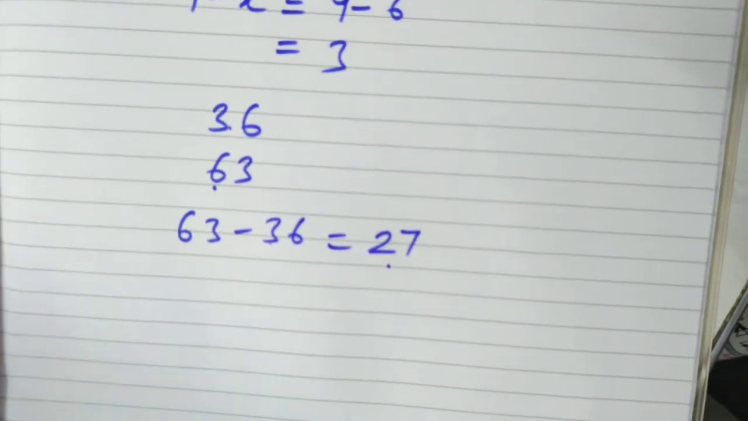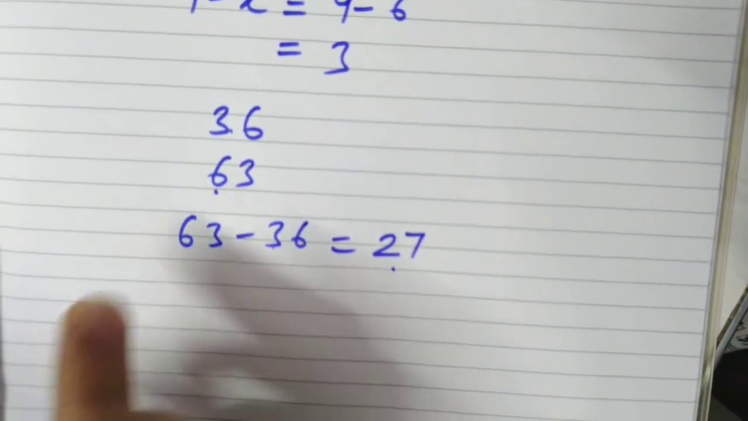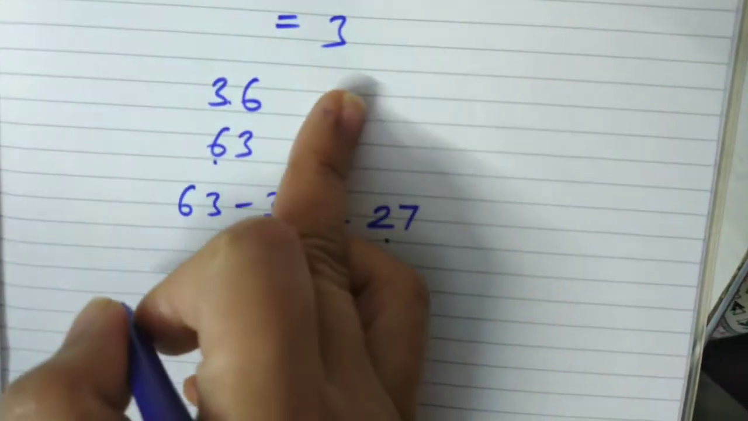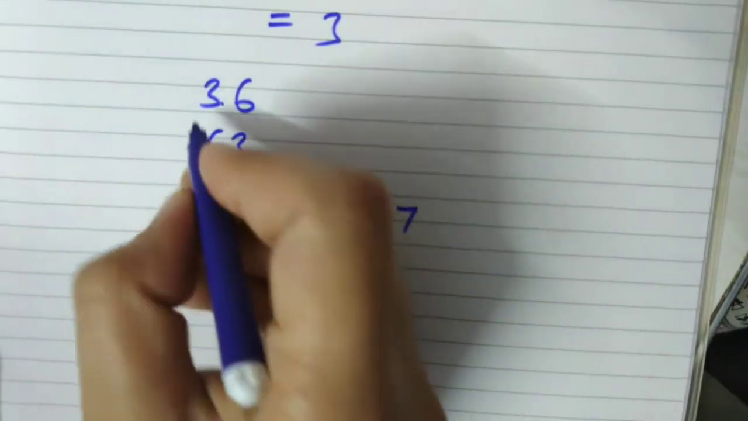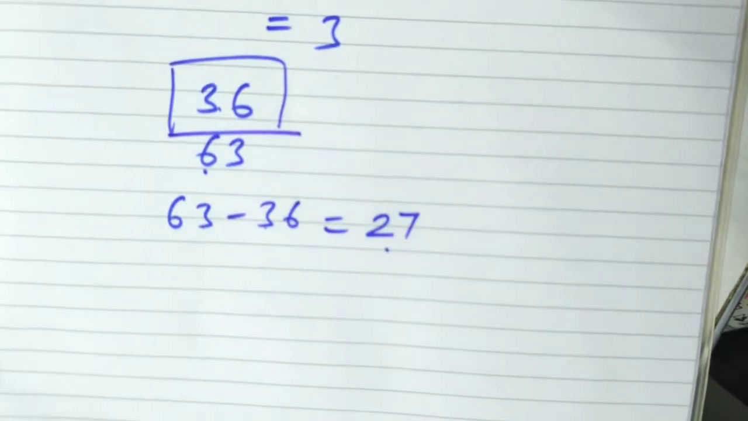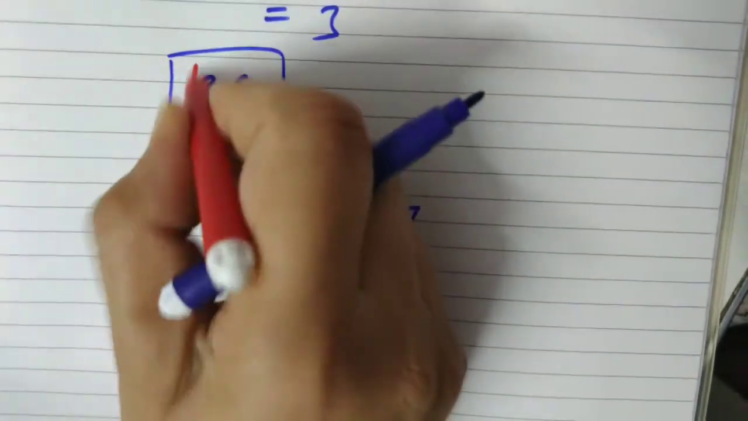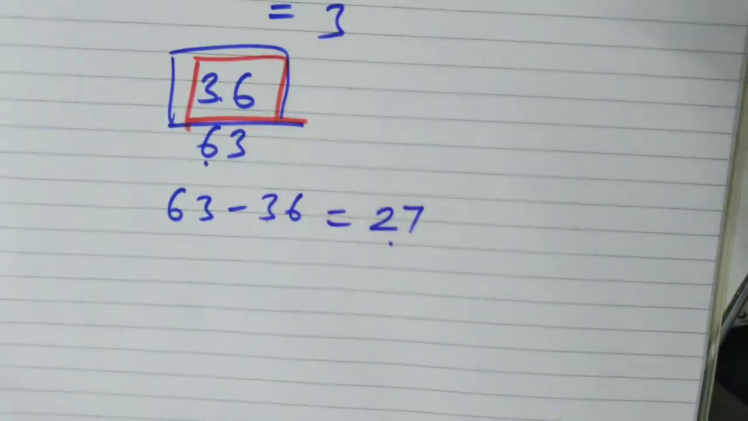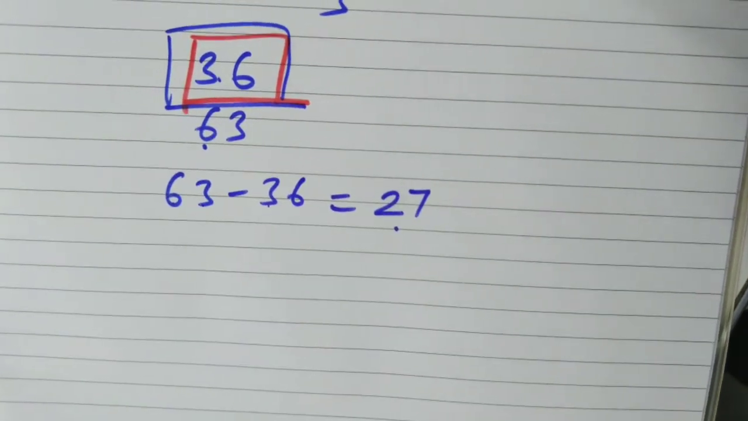Okay. So our x is 6 and 9 minus x is 3. So our original number will be 36. Okay. I hope you understood this question very well. Now let's go to another question.